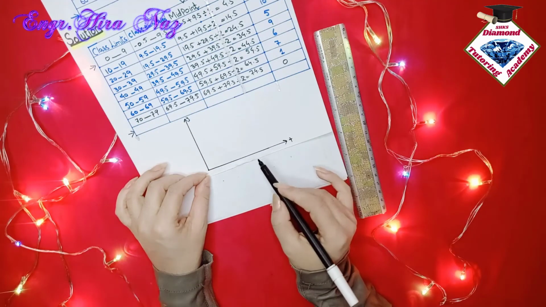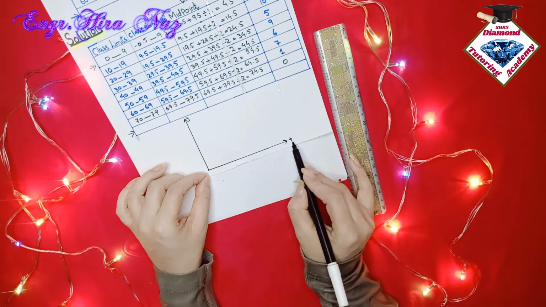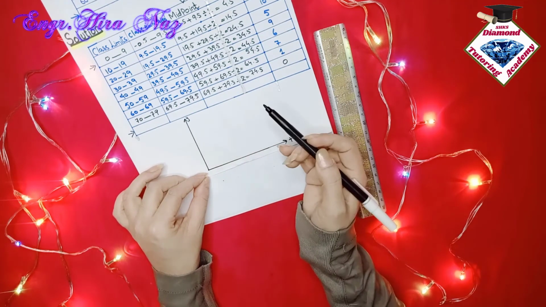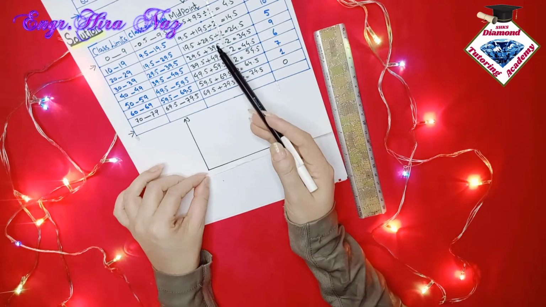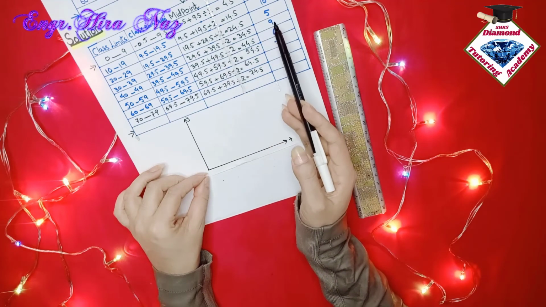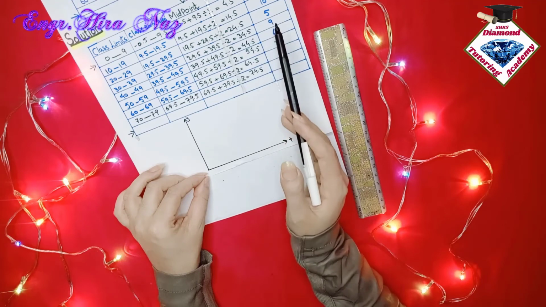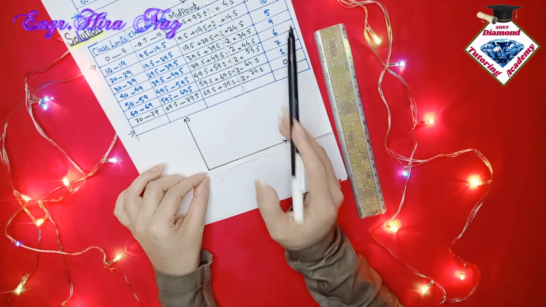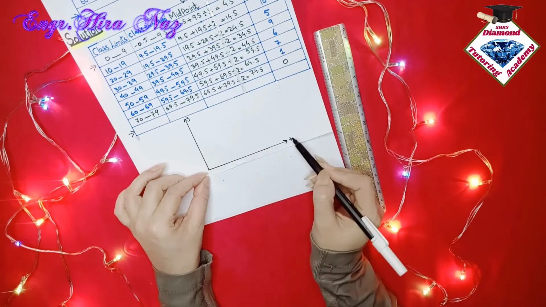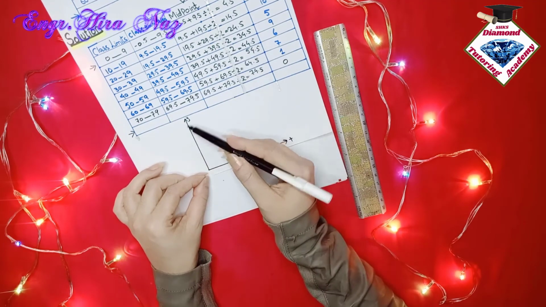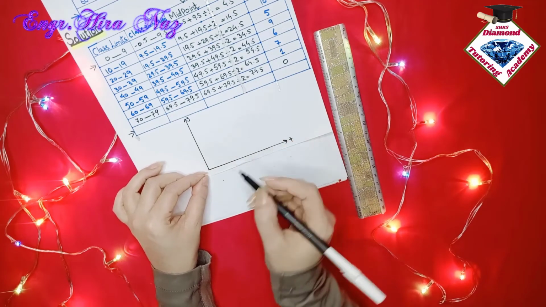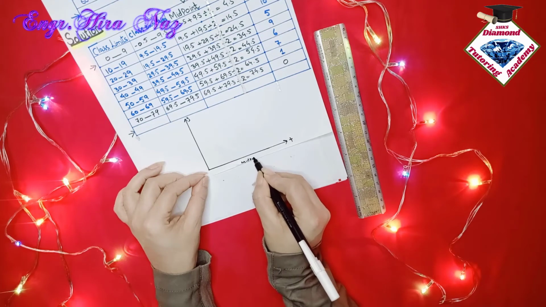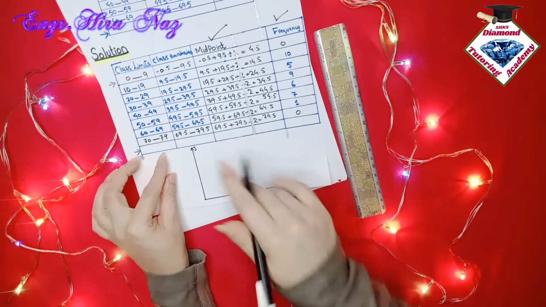As we know, we always mark the independent quantity along the x-axis and the dependent quantity along the y-axis. In our distribution, midpoints are the independent quantity because they do not depend upon frequency. But frequency depends on midpoints. Understand? So mark the midpoints along the x-axis and frequency along the y-axis. So here we have midpoints, and here we have frequency.